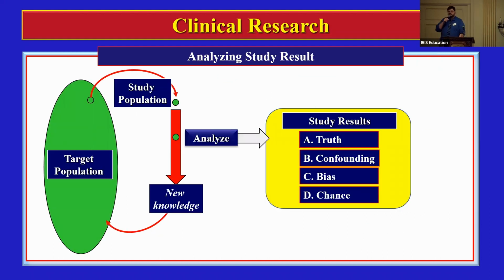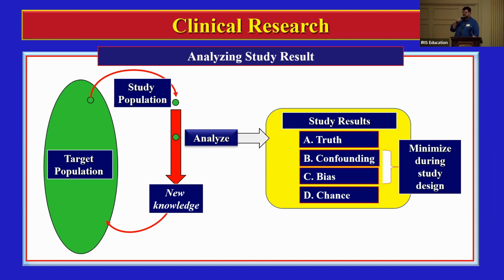So now we're at the phase where we're going to be analyzing our results. As Dr. Ramirez said earlier this morning, there's 4 possibilities that explain our study results. And that's truth, confounding, bias, and chance. And hopefully we got across earlier this morning that when we're planning the study, we are trying to minimize confounding and bias. Now, that doesn't mean that you won't find confounding and bias later, but the goal is to try and minimize these, or at least plan for them when you're planning your study.